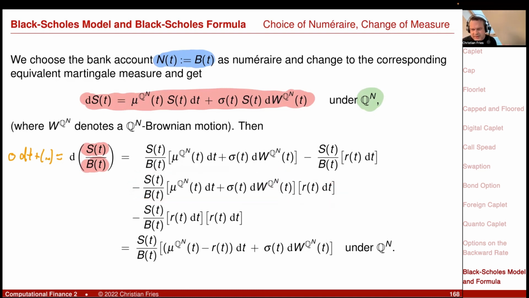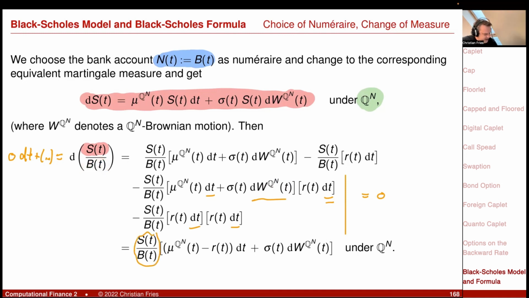I do not have to look too carefully at the second order terms because I see that all of these are actually 0, because there is a dt times dt, a dW times dt, dt times dt, so all this stuff is 0. So what I have is just the first order part: the dS times 1 divided by B and the S times d of 1 divided by B. So I get S divided by B.